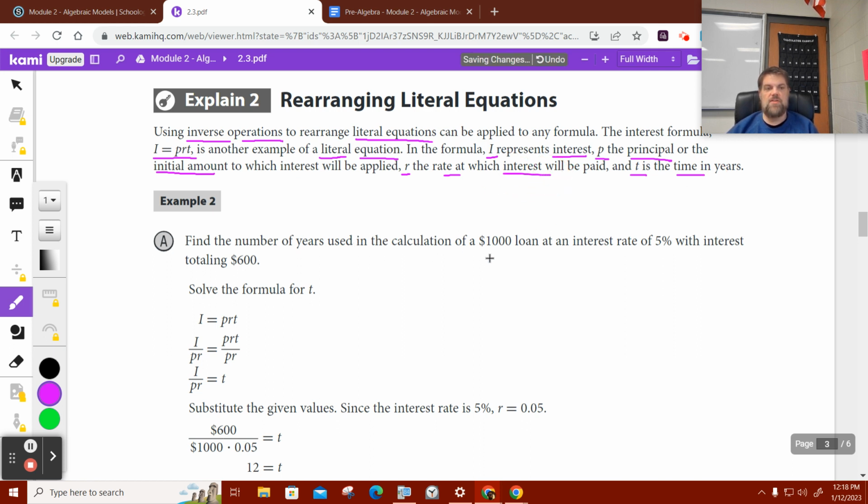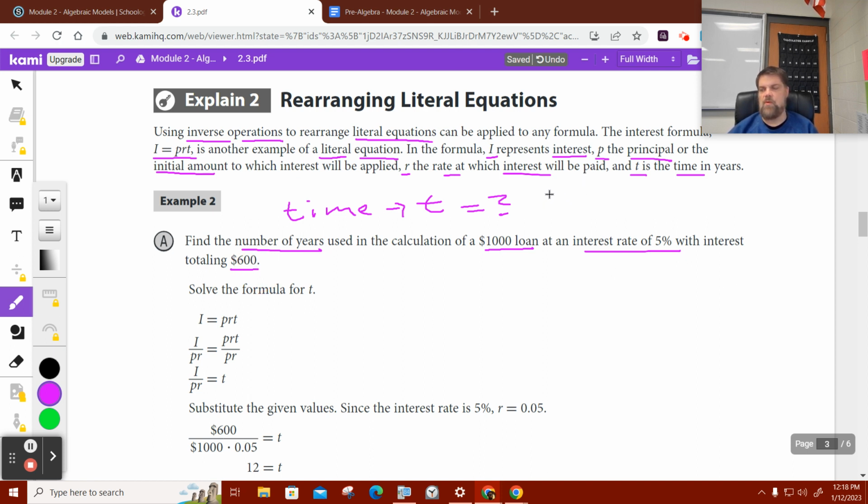Okay, so let's do example number 2A. It says find the number of years. Number of years, what is that? What variable do you think that is? Time. Years is a measurement of time, so that would be the variable T. That's what they want us to find. And then used in a calculation of $1,000 with an interest rate of 5%, with interest totaling $600.